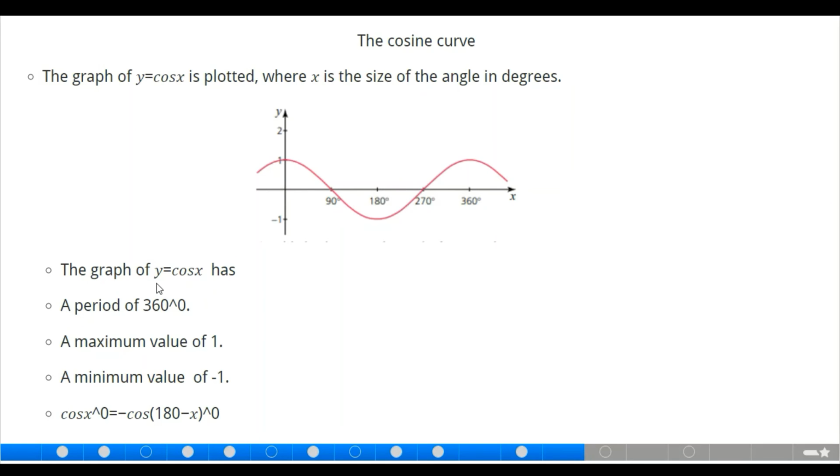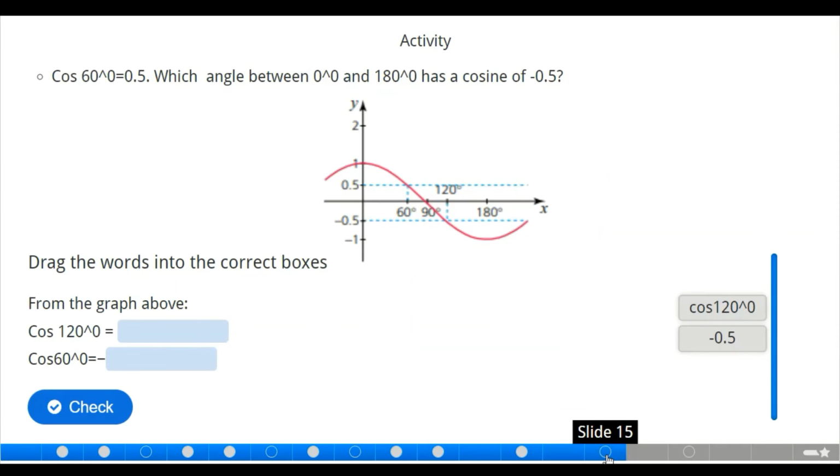So for the graph of y equals cos x, it has a period of 360, so it repeats itself every 360 as well. The maximum value is 1, while the minimum value is minus 1. And the notation for cos x is minus cos (180 minus x) degrees. Okay, so those are the fundamental rules for the cosine curve.